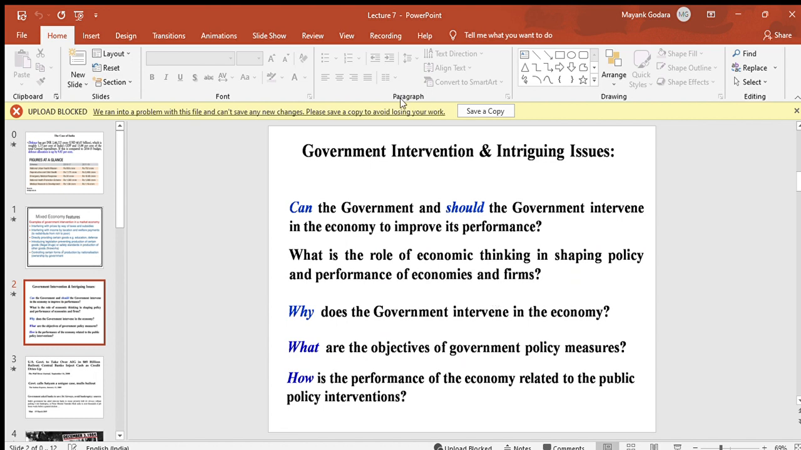Government intervention in the economy. Can the government, and should the government, intervene in the economy to improve its performance? What is the role of economic thinking in shaping policies and the performance of economies? And we will see why the government intervenes in the economy, what the major objectives of government policy are, and on what basis economic policy should be made. How is the performance of the economy related to public policy intervention?